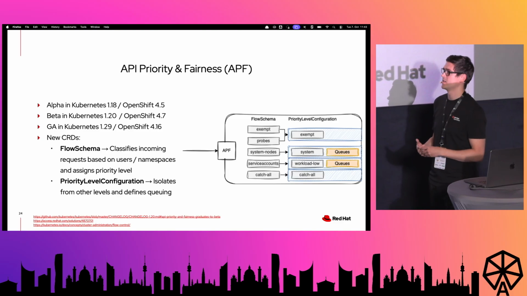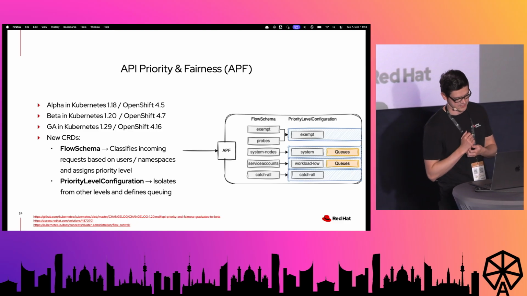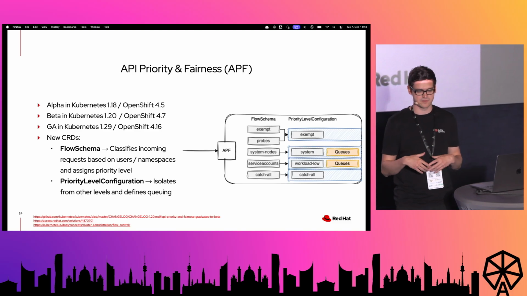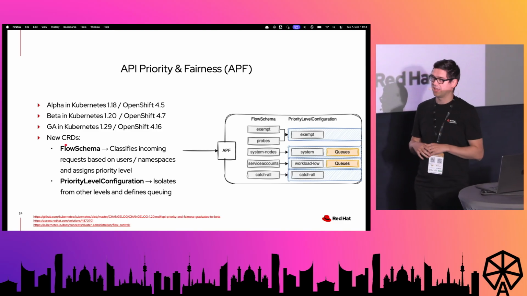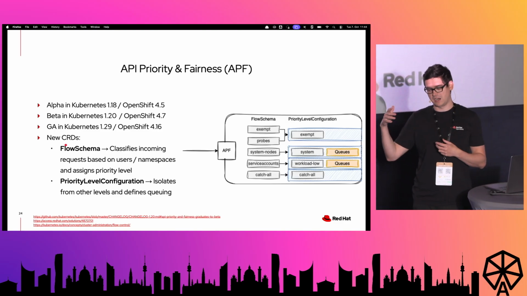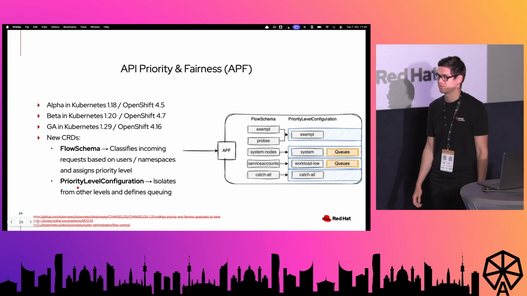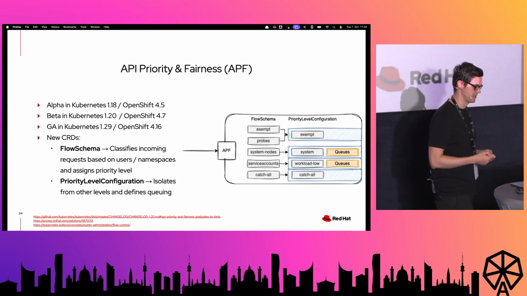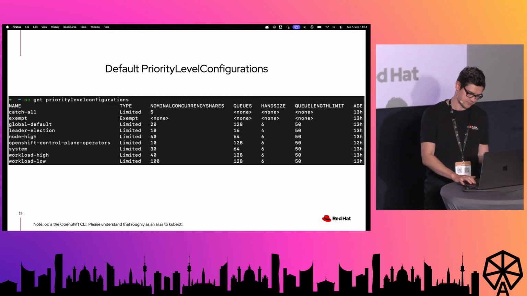API priority and fairness has been in Kubernetes for a long time, and it is, I would say, more or less bulletproof. It basically classifies your incoming requests with the so-called flow schema to a priority level. And how those priority levels are treated or processed in the API server is written down in the new CR of a priority level configuration. So we have basically two new CRs. And I will elaborate on those a bit more because it's very important to understand this concept.